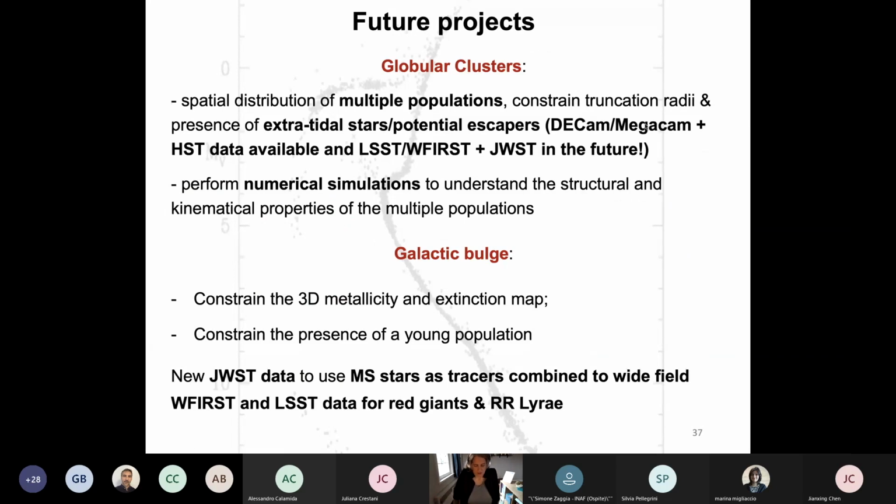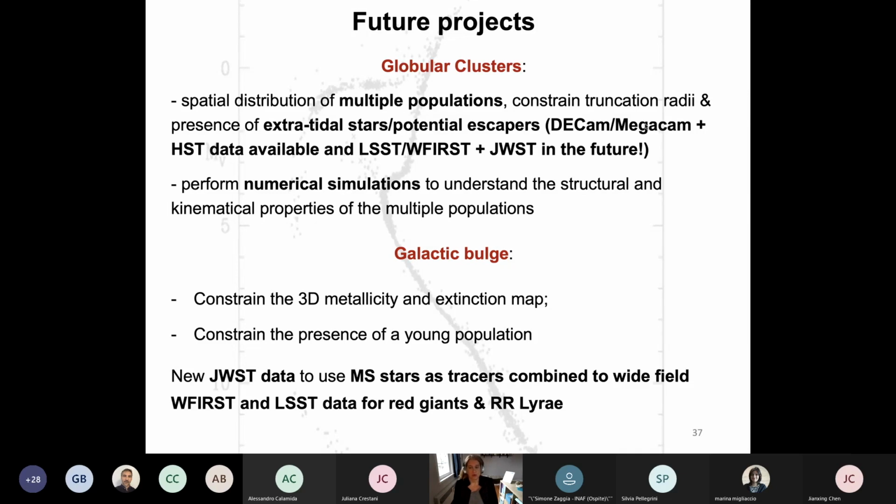Future projects. So of course, we still have a lot of work to do for globular clusters and also for the galactic bulge. For globular clusters, we intend to perform a similar study of the spatial distribution of different stellar populations from the center to the outskirts. And we want to constrain the density profile of these clusters, their truncation or tidal radii, and if they have extra-tidal or halo stars or potential escapers.